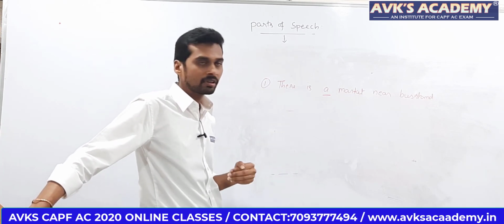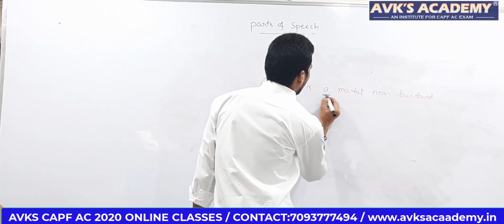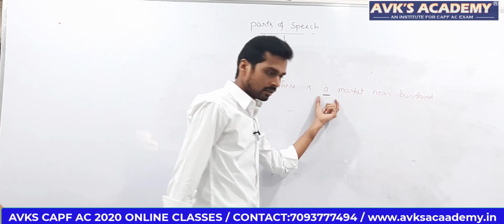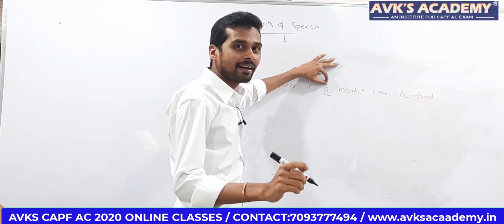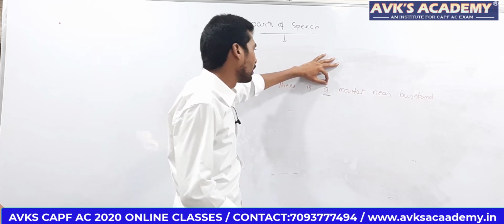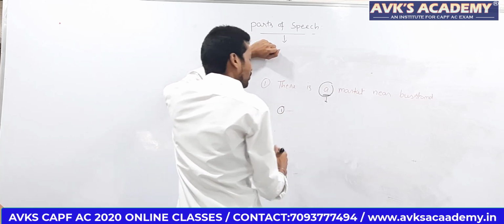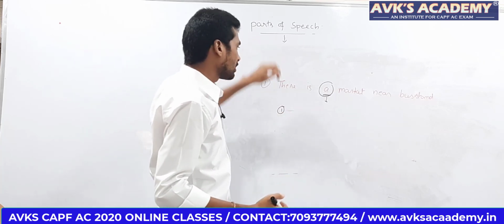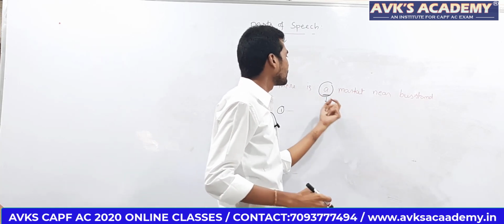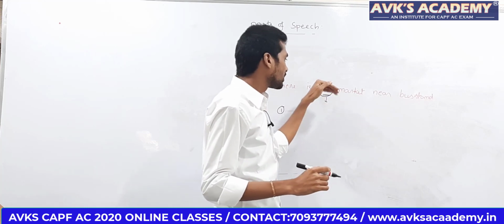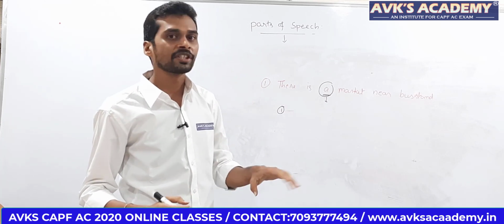A sentence is given to you like this: there is a market near bus stand, and A is underlined. So which part of speech does the underlined word or letter belong to? He asked which part of speech A is. Of course, you don't have options in your exam, but suppose it is asked this way. The underlined mark is just below the letter A, and you are asked to find what part of speech it is.